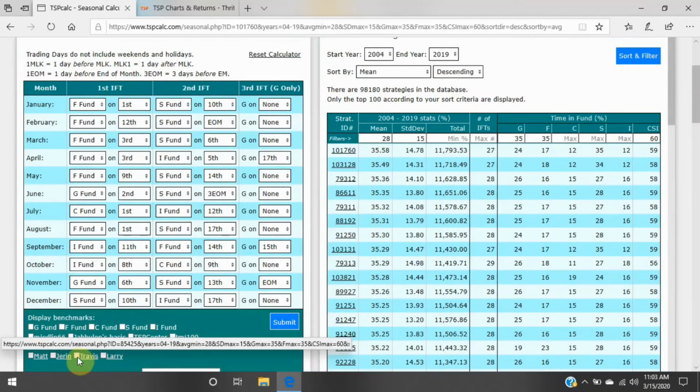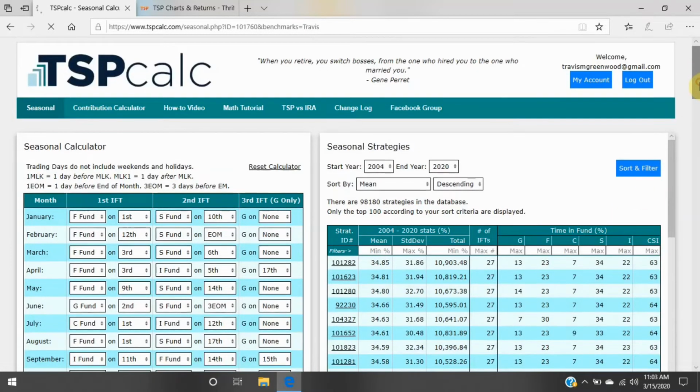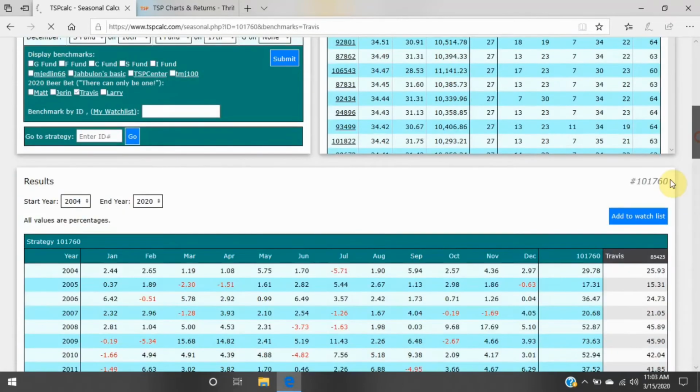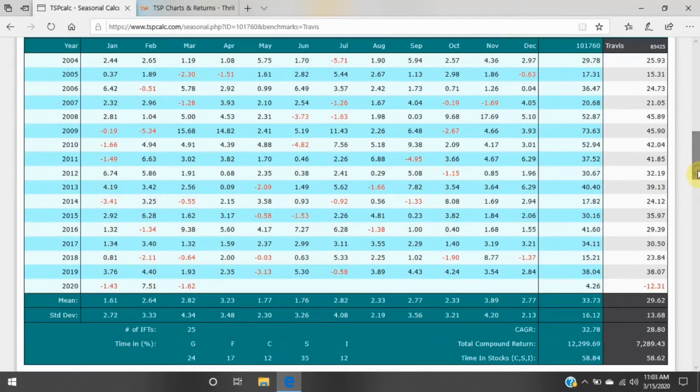Let's go ahead and benchmark it against my own strategy, which is 85,425. Now we'll hit submit again on the calculator this time. And now we have that strategy, which was 101,760, benchmarked against my strategy 85,425. And it's doing pretty good this year. Look at that, plus 4.26%. My strategy is showing minus 12.31%.